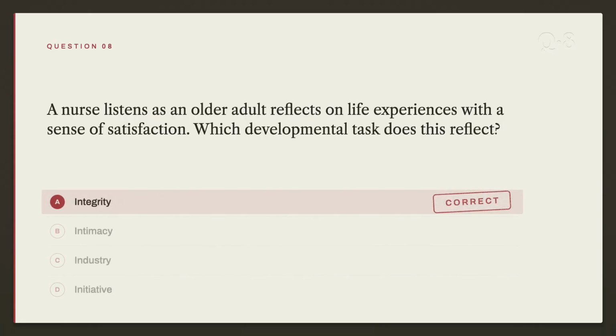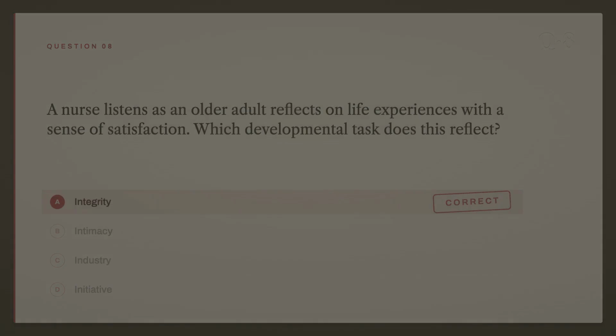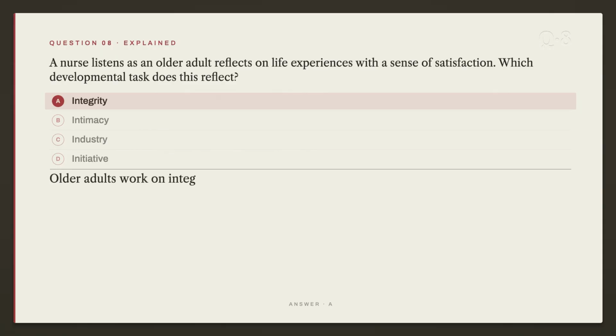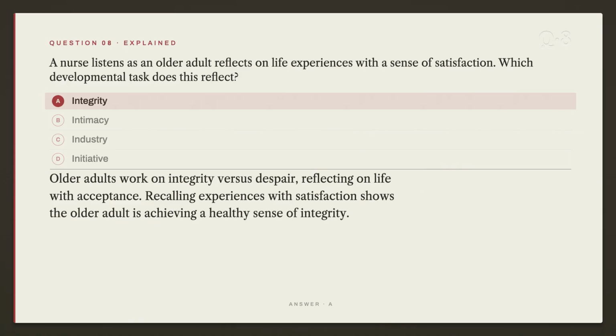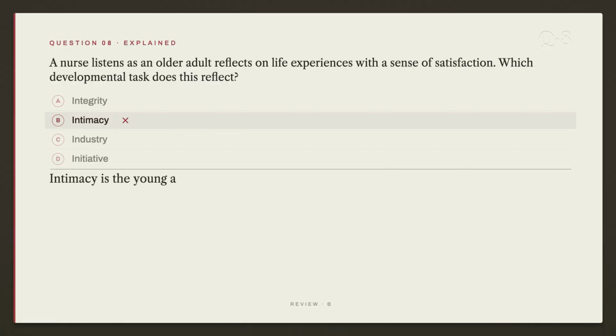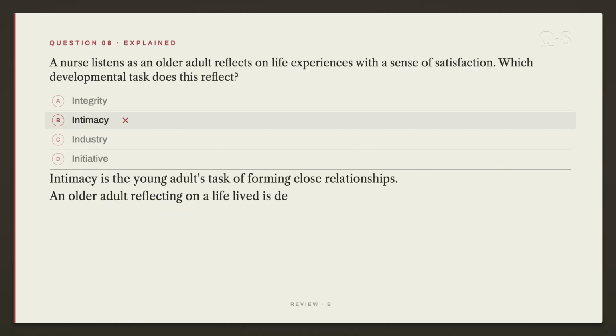The correct answer is A. Integrity. A is correct because older adults work on integrity versus despair, reflecting on life with acceptance. Recalling experiences with satisfaction shows the older adult is achieving a healthy sense of integrity. B is wrong because intimacy is the young adult's task of forming close relationships. An older adult reflecting on a life lived is demonstrating integrity, not the earlier work of intimacy.